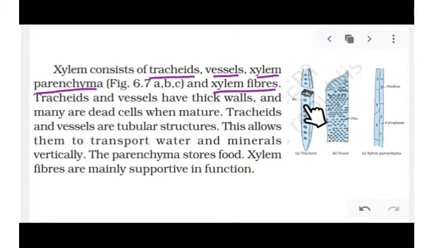So these are the pictures here, we'll see afterwards in the next slide. The tracheids and the vessels have the thick wall. Tracheids and vessels have the thick wall. And many are the dead cells. Actually they are the dead cells when they mature. And tracheids and vessels are the tubular structures.